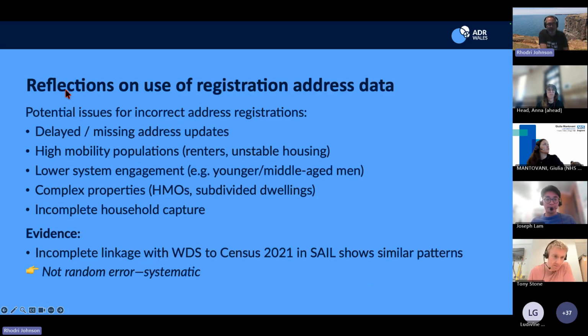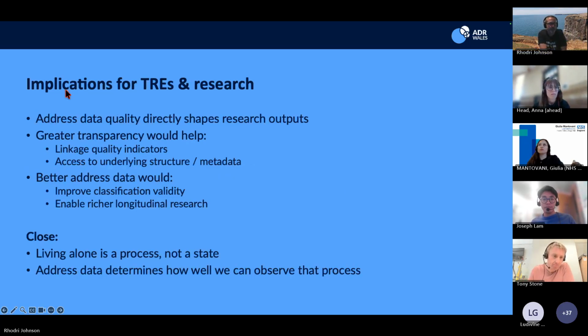Potential issues for incorrect address registrations, and Anna touched on quite a few of these. It's different in different populations, etc. We looked at linkage of WDS to census data in Sale, and there are systematic differences in linkage, for example, younger people, renters, etc. So address quality shapes the research outputs when we're using them. Greater transparency would be great. Generally improve the classifications, etc.